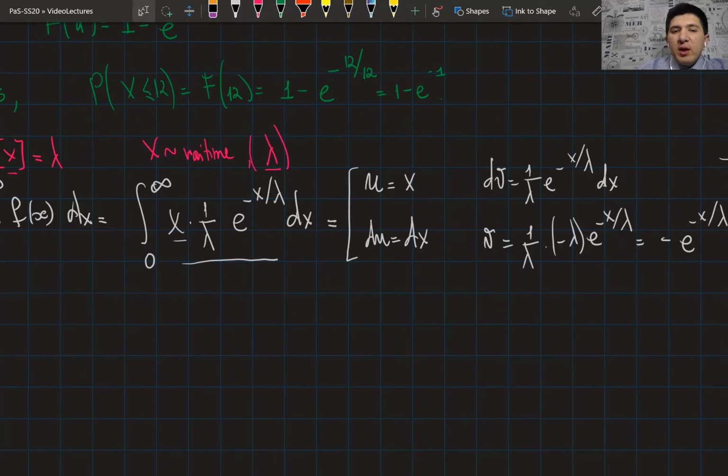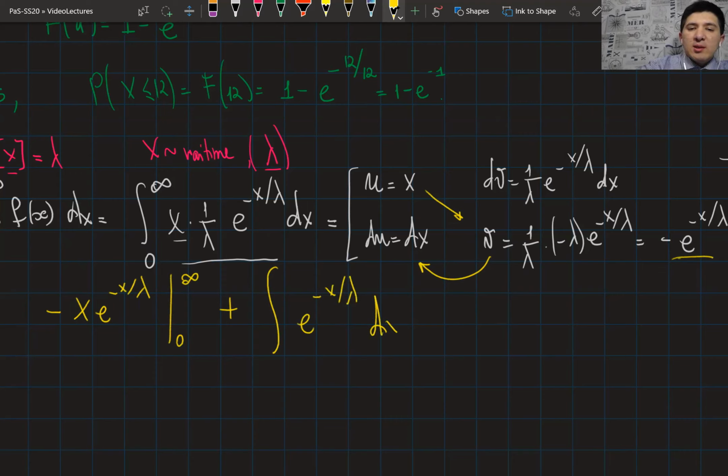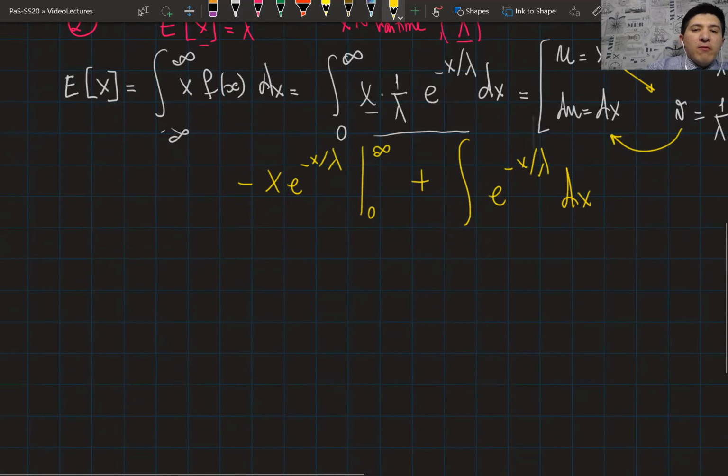According to the formula of integration by parts, we multiply u by v first, then v by du. So this is going to be x multiplied by e to the power of minus x over lambda, with the minus, evaluated from 0 to infinity, plus the integration of this term multiplied by dx, e to the power of minus x over lambda dx. Please note that it should be minus here, but this minus is canceled with the other one, and it becomes plus.